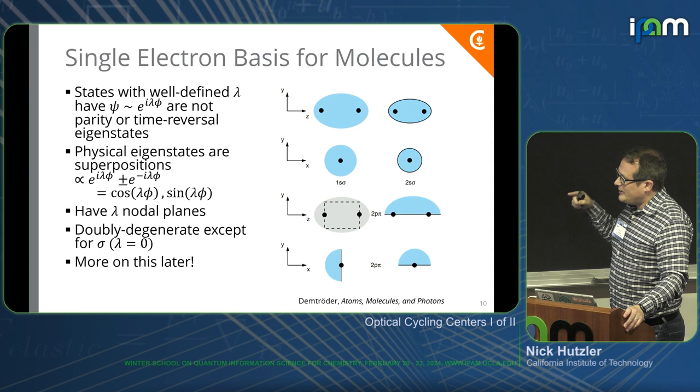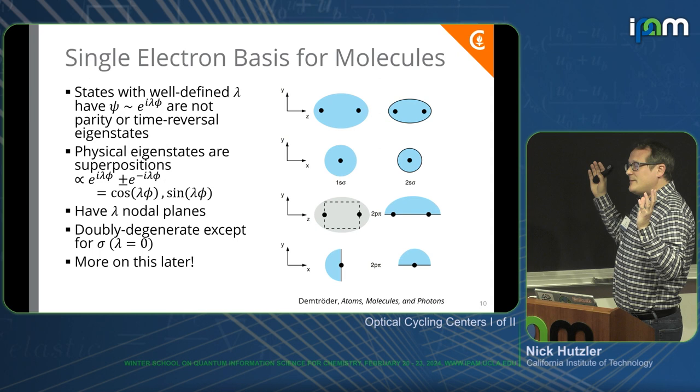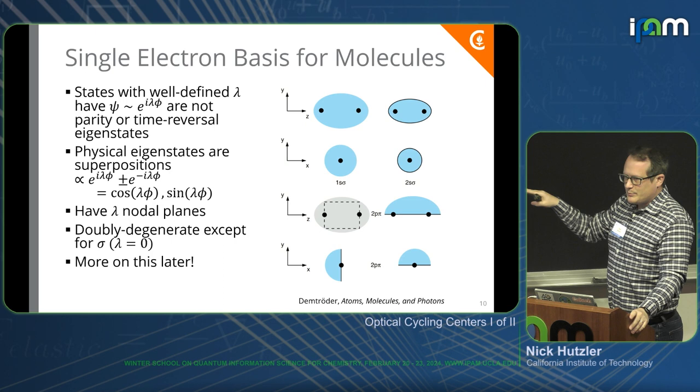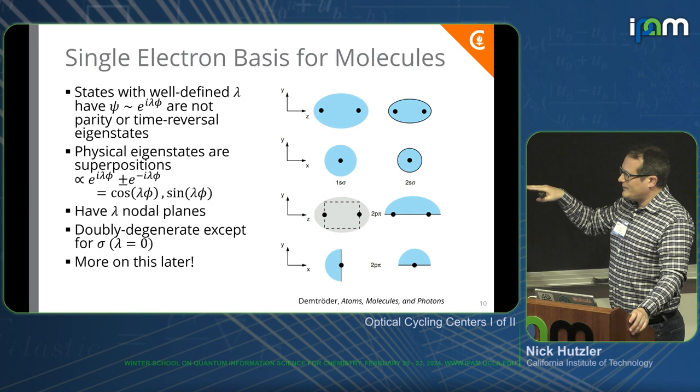cylindrical symmetry. Spherical symmetry is what gives you overall L being a good quantum number, and then cylindrical symmetry gives you the projection being a good quantum number. Here, you only have the projection being a good quantum number. So you only get this projection lambda as your good quantum number.